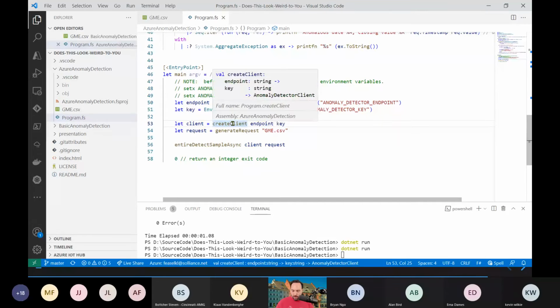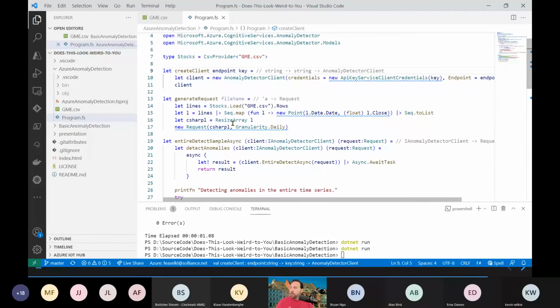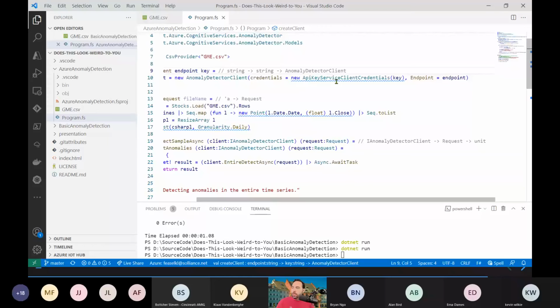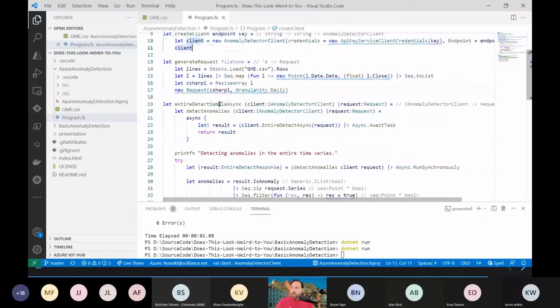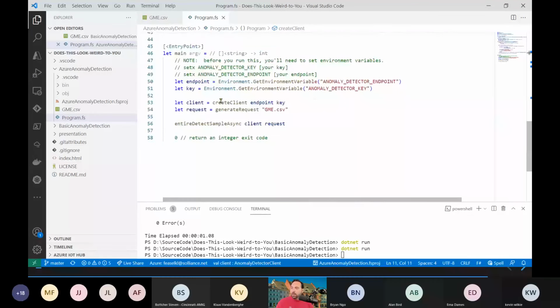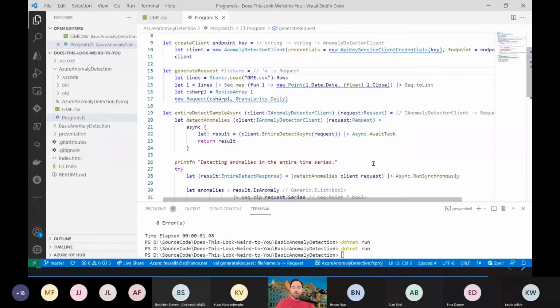So let's see what create client does. Create client takes endpoint and key and says, create a new anomaly detector client. Send in my credentials, and here's my endpoint location. And then it returns that resulting client. Then I have the client, and I need to generate a request. So what does a request look like?